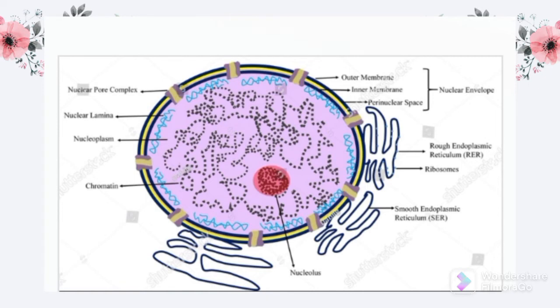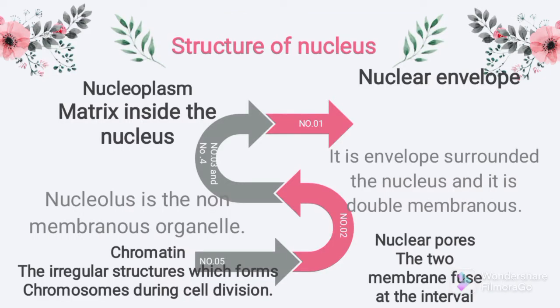Right? Okay. Now the third one is the nucleoplasm. Now what is the nucleoplasm? The nucleoplasm is the matrix inside the nucleus. The empty space inside the nucleus is known as nucleoplasm.